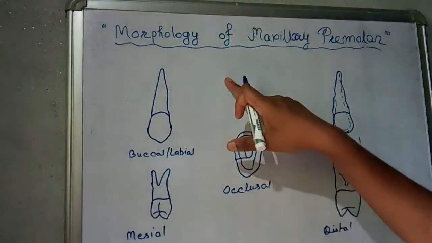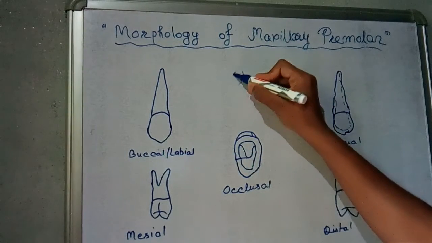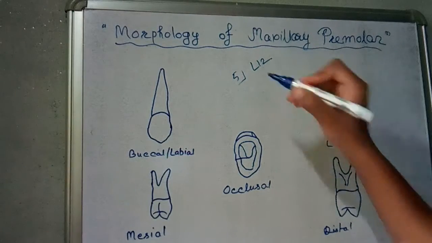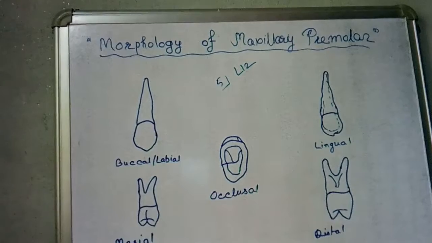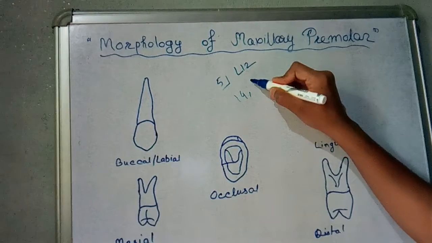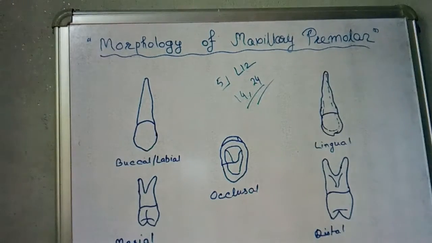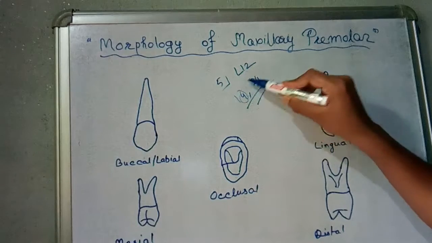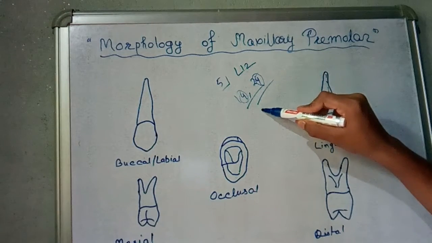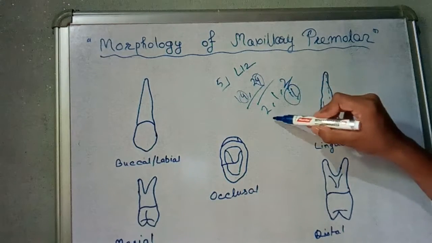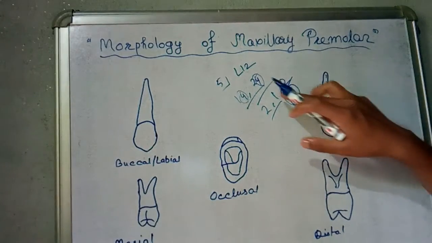In the universal tooth numbering system they are named as right and left, and in the FDI system they are numbered 14 and 24, because they are maxillary premolars, and this is the fourth tooth.